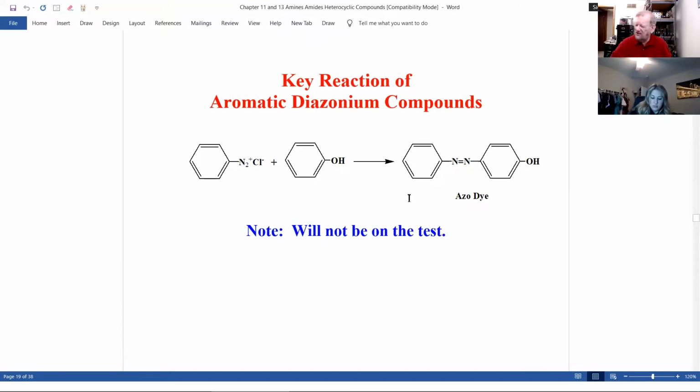Since the late 1800s, early 1900s, all the clothing you buy that's not pure white has a dye, a color to it, which is due to these dyes. Now, if you put nitro groups and other things on the benzene ring, you get different color dyes. And these are used like the top I'm wearing to make it this color.